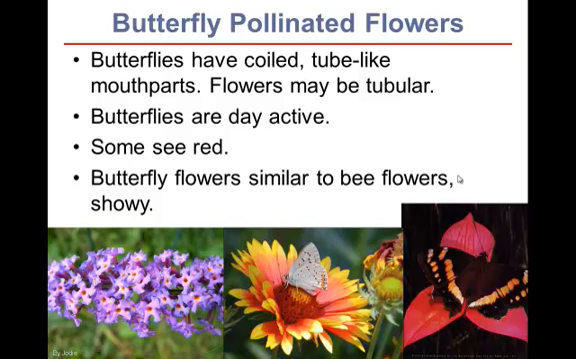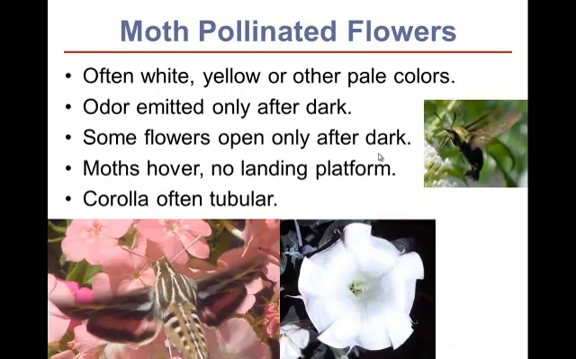Butterfly-pollinated flowers, butterflies have these long coiled mouth parts, and the flowers may be tubular, but not necessarily. Butterflies are typically active in the day. Some can see red, so they will visit red flowers, and they visit other flowers that are similar to bee flowers, yellow and blue and purple, and they also are rewarded with nectar. And so there's some overlap. You will see butterflies and bees visiting the same flowers.